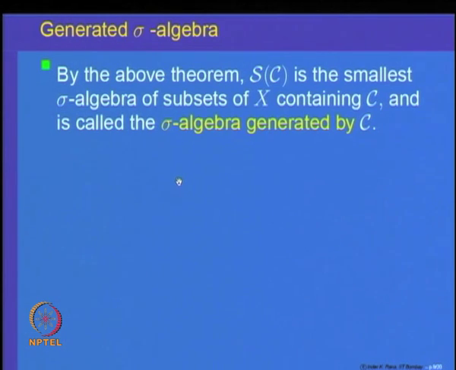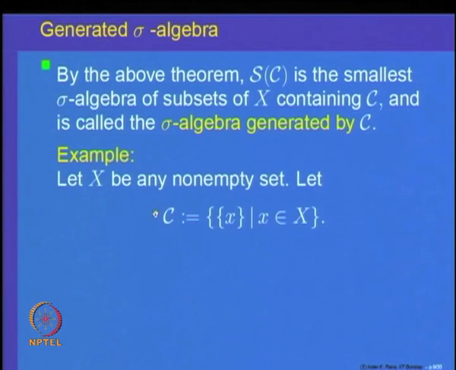Let us look at some examples of sigma algebras generated. Let X be any non-empty set, and let us look at all singleton subsets of this set X. Let us call that collection C. So, C is the collection of all singletons, where singletons are elements of the set X. We want to find out what is the sigma algebra generated by it.